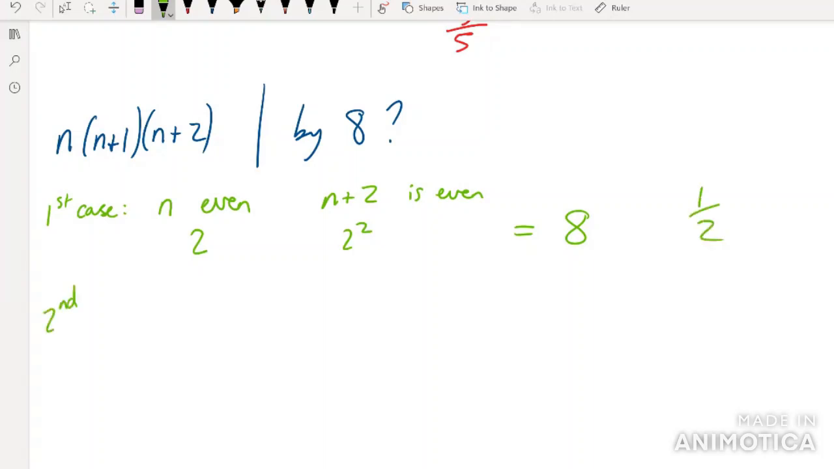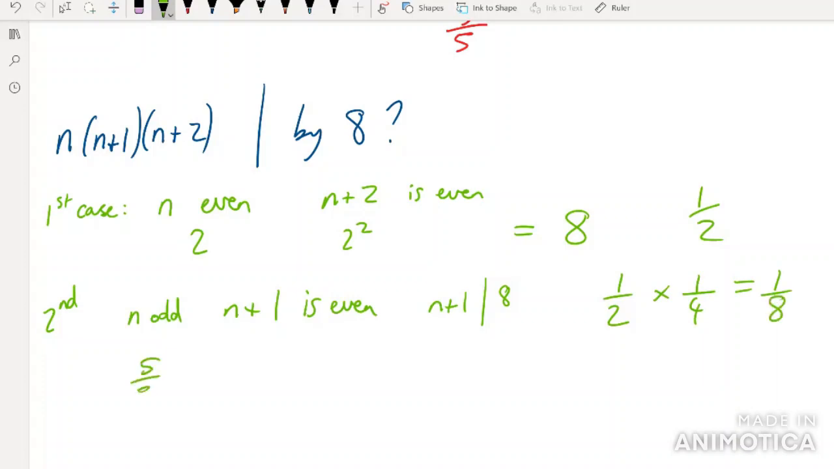Well, the other case is where n is odd, in which case only n + 1 is even. And if that's the only even number, what do we need it to be? Well, we need it to be divisible by 8. And what's the chance of that happening? Well, it's literally just the chance of one even number being divisible by 8. So that's 1 in 4. But this happens half the time, and it's a 1 in 4 chance. So in other words, that's an additional 1/8. And so the answer would be 5/8.